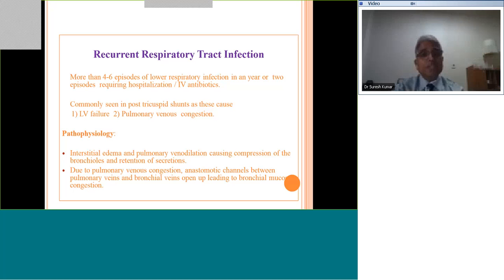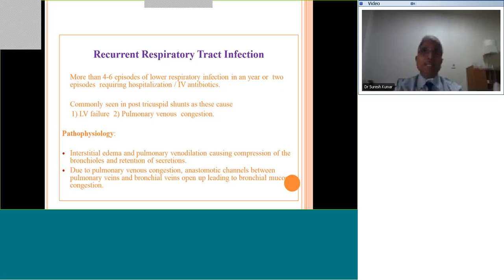This is a feature of post-tricuspid shunts like VSD, PDA, AP window, or complex congenital heart disease with increased pulmonary blood flow. In these instances, there is a left ventricular failure and pulmonary venous congestion. As a result, we already explained how left ventricular failure results in pulmonary venous congestion. The interstitial edema and the pulmonary venodilatation would cause compression of the bronchioles, and this would tend to have retention of secretions. Remember, the same loose areolar tissue houses the pulmonary venules and the bronchioles.